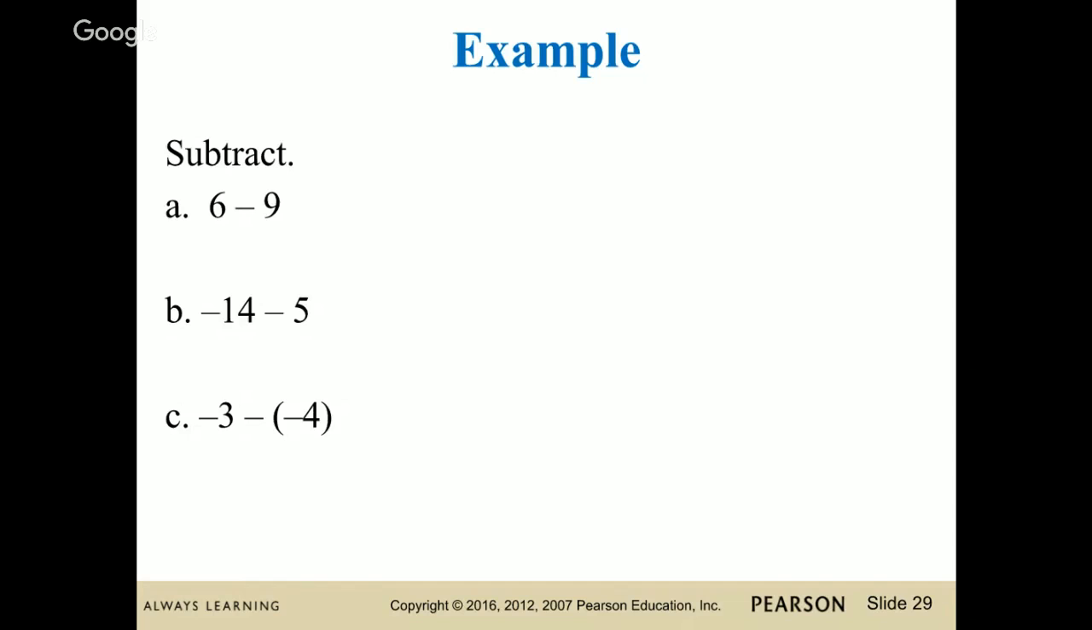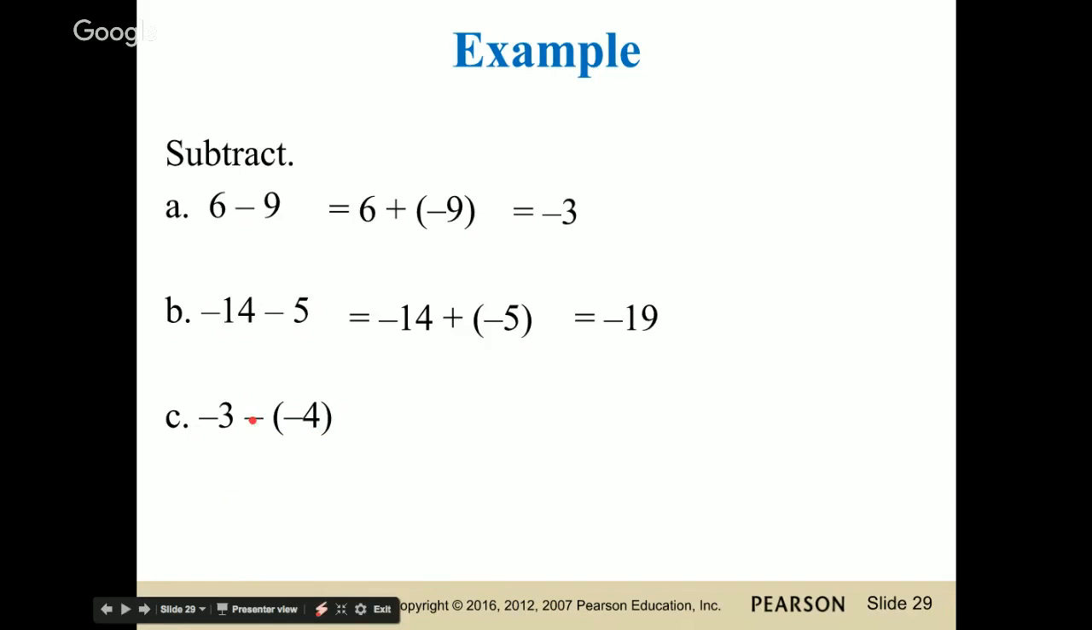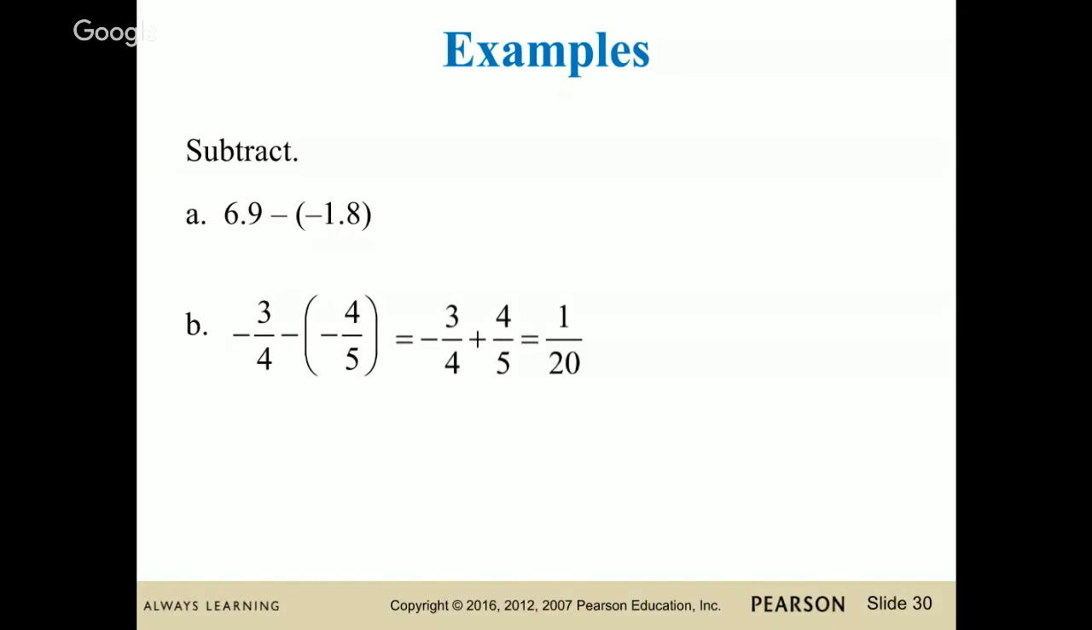All right, 6 minus 9, negative 3. The 9's bigger, right? Negative 14 minus 5, it's going to be a larger negative, so that's going to be a negative 19. Negative 3 minus a negative 4, again, bring the second line in, turn this into a positive, it's going to be a positive 1. All right, decimals. You guys should be good with this as well, so I'm not going to spend a lot of time with this. Fractions, you need a common denominator, so you multiply both sides by a common multiple to get the least common multiple, which for this case with 4 and 5 is going to be 20.